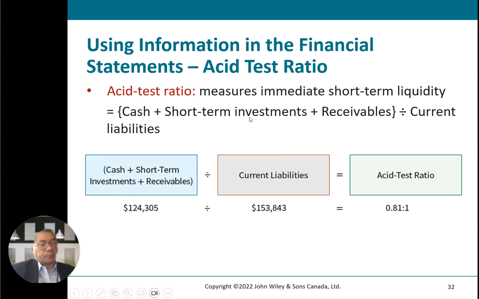Okay. The acid-test ratio measures immediate short-term liquidity, which is cash plus short-term investments plus receivables, divided by current liabilities. This does not include inventories because inventory is not as liquid as the rest. So it's always divided by current liabilities. We call it the acid-test ratio. Basically, current assets minus inventory.